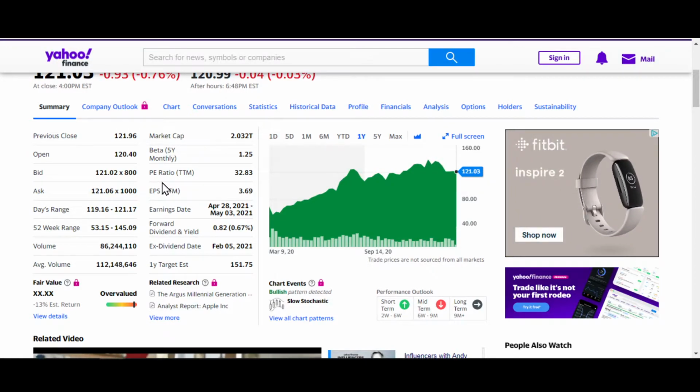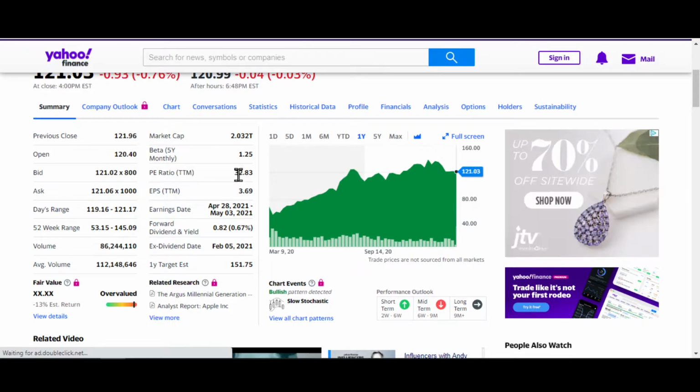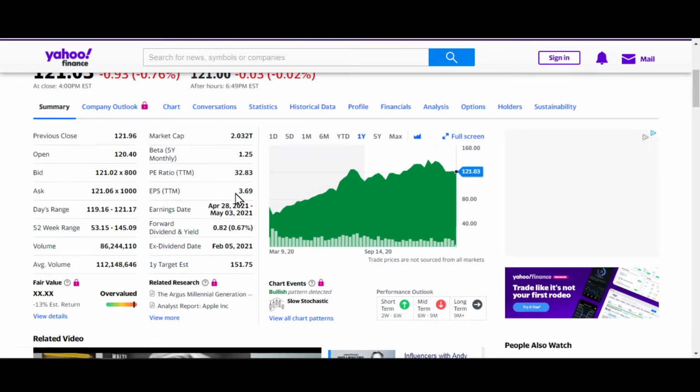You don't want to just go off of one piece of evidence, one little story. You want to try to put as many things together to corroborate what it is that you are about to invest in. So you have your PE ratio, trailing 12 months, 32.83. What this means is that its price in comparison to its earnings is on a multiple of 32. So you can see their earnings per share are $3.69 per share. That's their earnings, right?